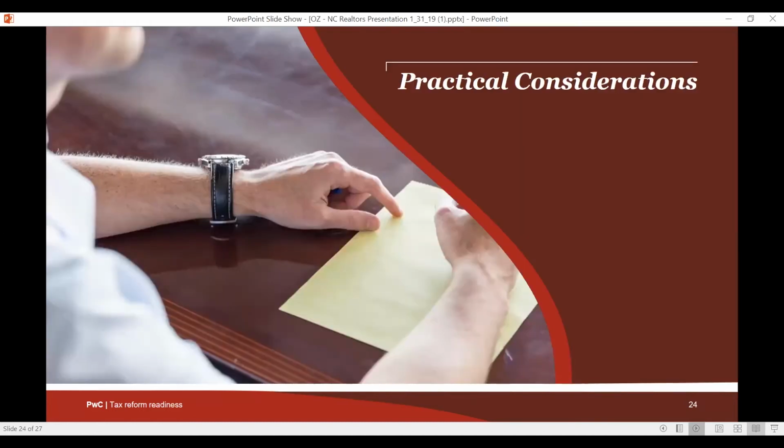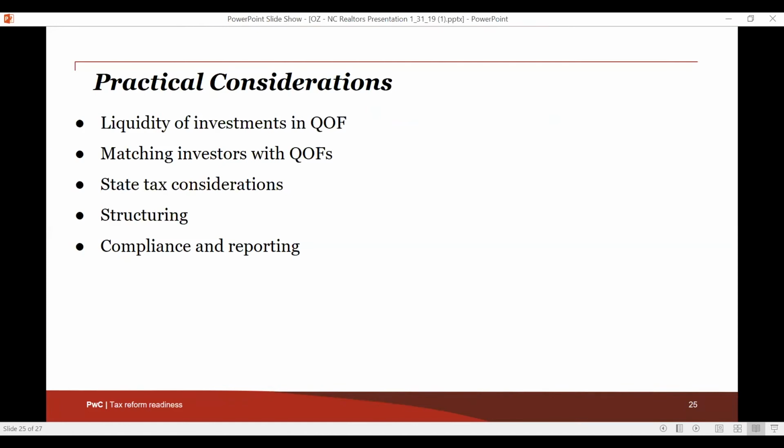Some practical considerations. First, let's talk about liquidity of investments in a Qualified Opportunity Fund. The way the rules are written right now, in order to capitalize on the appreciation exclusion, so remember, if the taxpayer holds the investment for 10 years and then decides that they want to get out of this investment after 10 years, all the appreciation is excluded. What happens is the taxpayers need to sell their interest in the fund itself. The fund can't sell the underlying property.